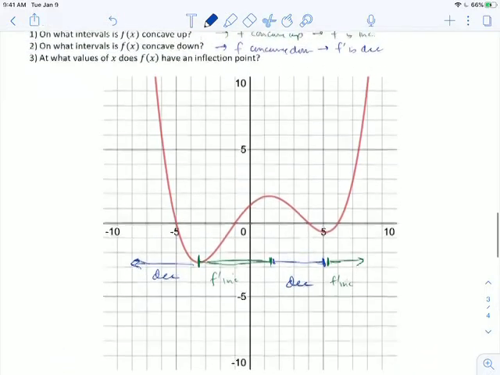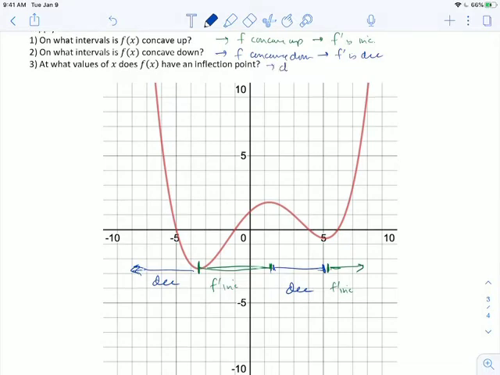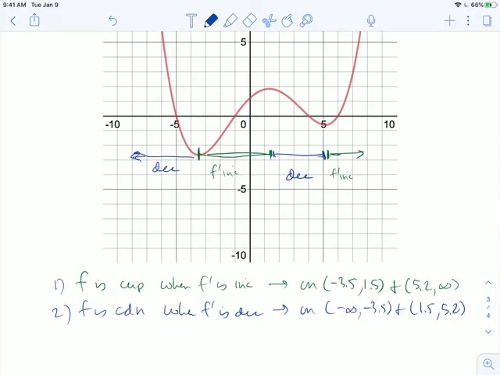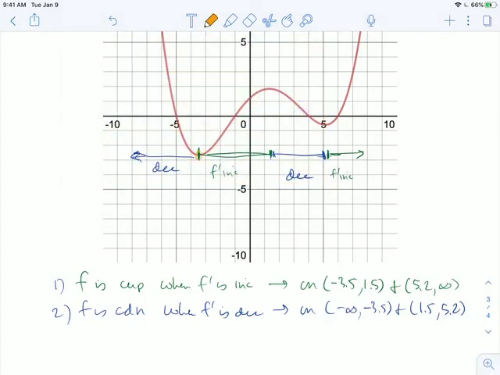And then finally, at what values of x do we have an inflection point? Well, that's a change in concavity. So f prime goes from increasing to decreasing or decreasing to increasing. Anytime there's a switch in the direction of f prime, we're going to get an inflection point. And so that is going to occur right here and right here and then right here.